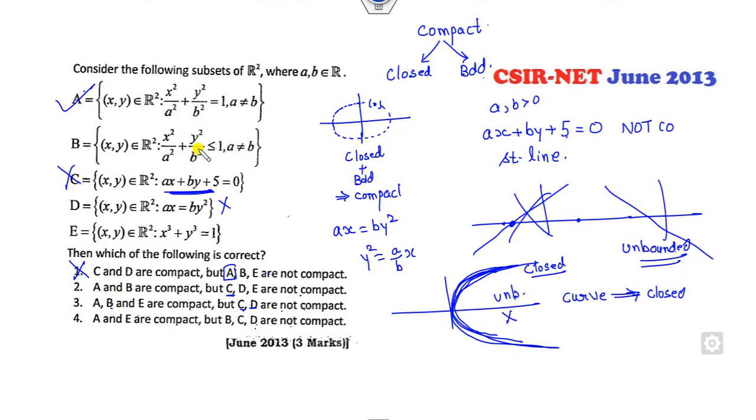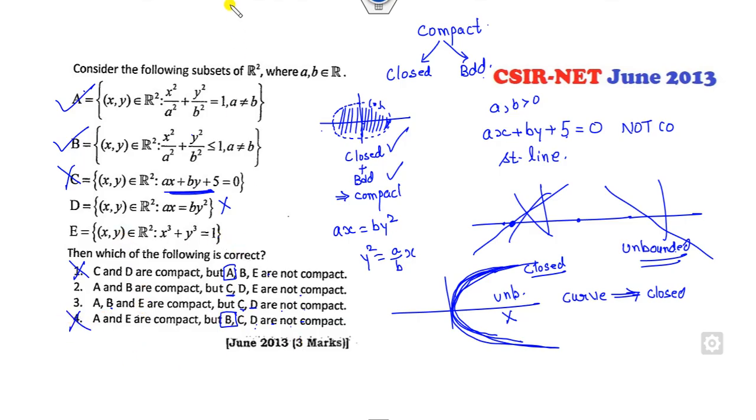What is that? Again, it's an ellipse, but inside the circle. Once you can say it's inside the circle, what does it mean? This is closed as well as bounded. So B is compact. But he said B is not compact. This option is cancelled. Now we can check about the E.